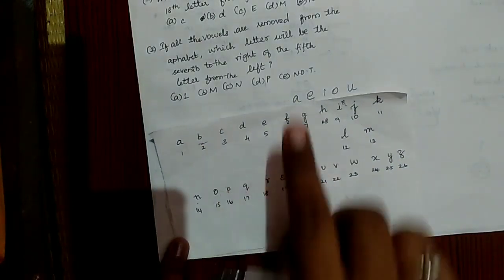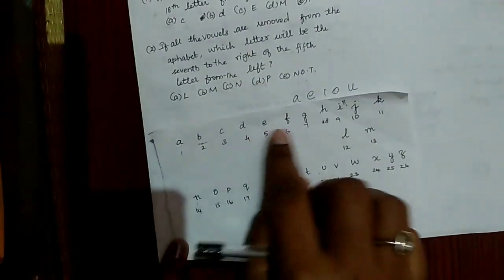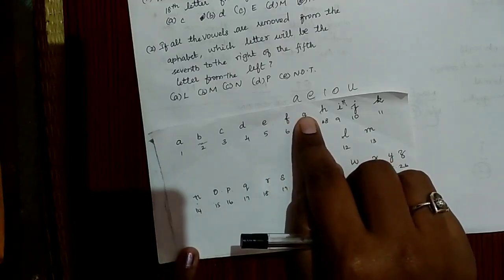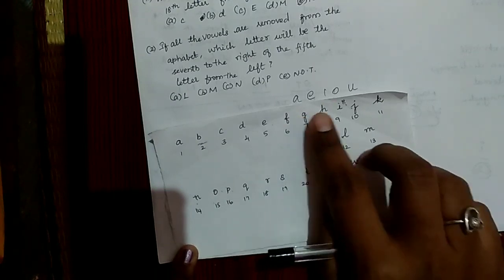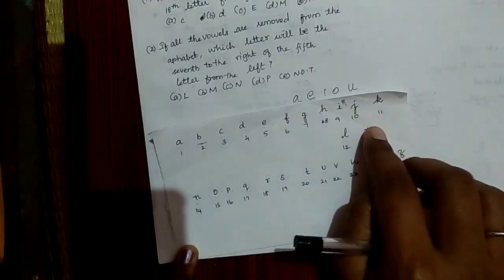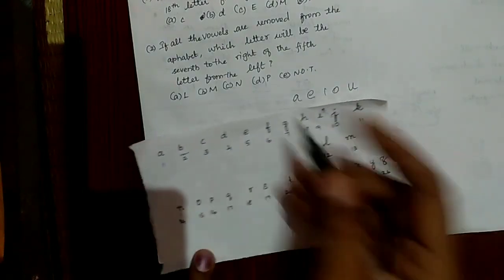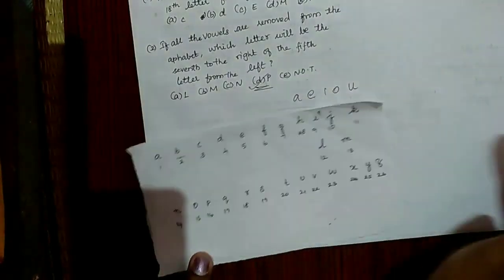So if we remove these, what is the 5th letter from the left? 5th letter from the left is 1, 2, 3, 4 and 5. G will be the 5th letter. And which letter will be the 7th to the right of the 5th letter? 1, 2, 3, 4, 5, 6, 7. That is P, right? So the option D, the answer is P, is the correct answer for this. So let's check the third question, okay?